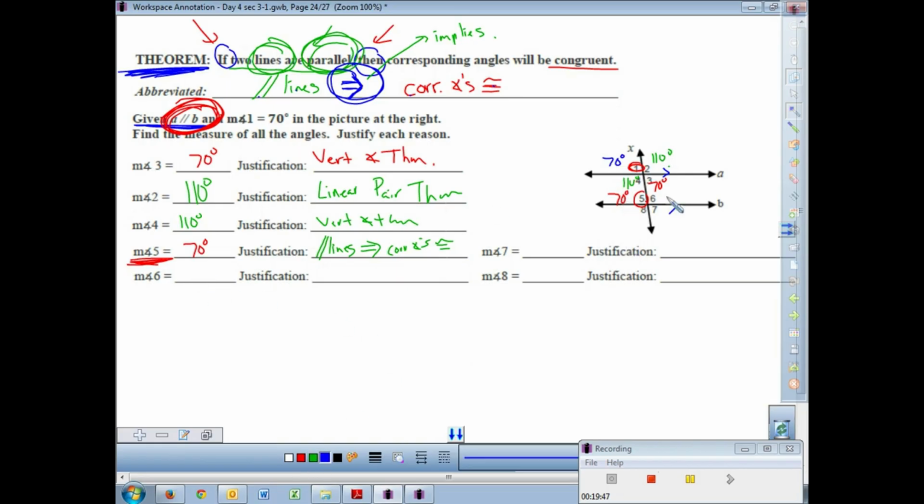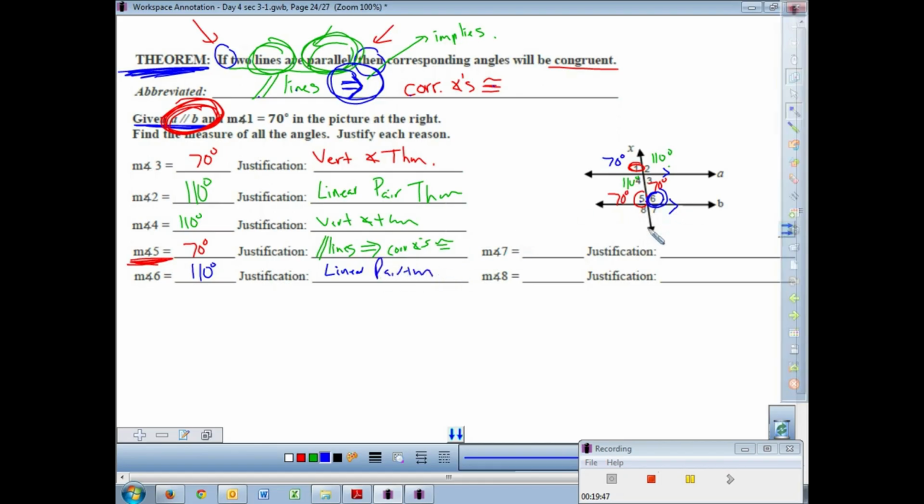So measure of angle 6 is where I go next. Now it's like free for all. It's just crazy. You could justify however you want. To figure out the measure of angle 6, you could use angle 5 to help you, or you could actually use angle 2 to help you, because aren't 2 and 6 corresponding angles also? I'm going to go with 5. I'm going to use 5 to help me because that's the linear pair theorem, and I think that's easier to write down than this justification, linear pair theorem.